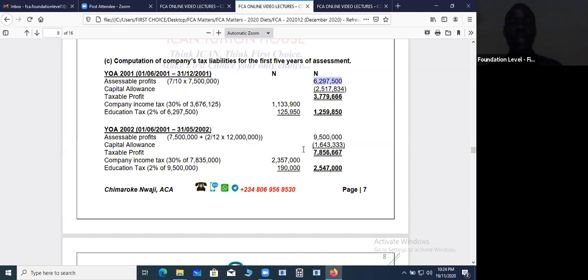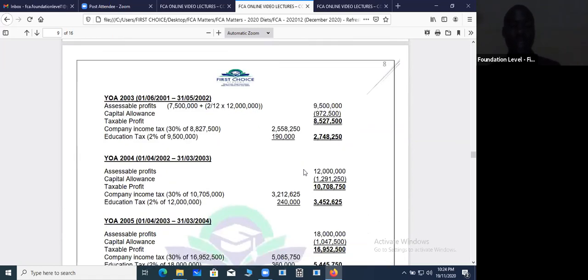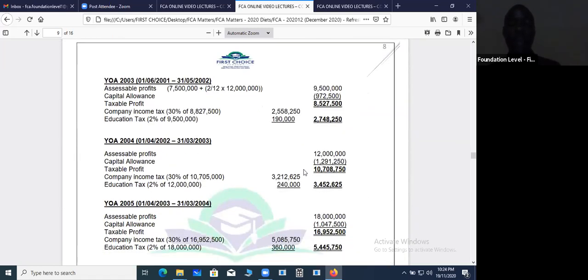That's what we did here. You picked it from here. You less it, you have your taxable profit, which you charge tax on, and your education tax is charged at 2% of assessable profit. That is also the same way you do year 3, year 4, and year 5.